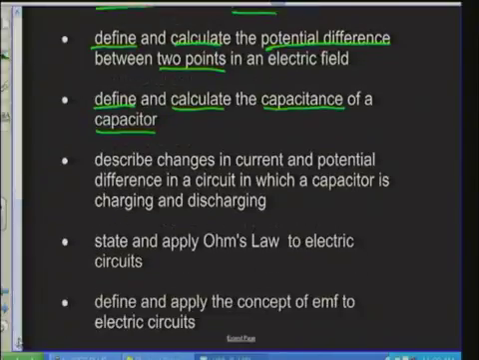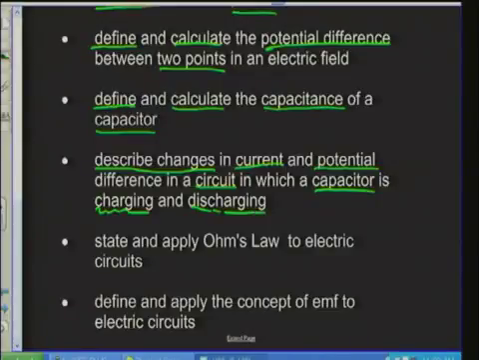You also need to be able to describe changes in electric current and the potential difference in a circuit in which a capacitor is used, either when it is charging or when it is discharging. You should be able to understand changes in the current and the potential difference there. You need to be able to state and apply Ohm's law.